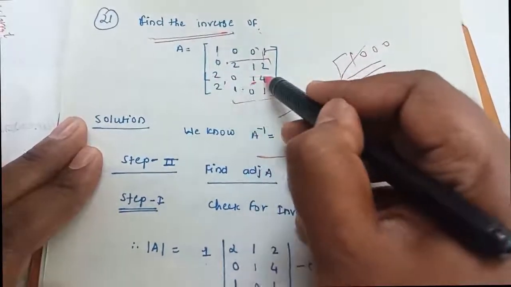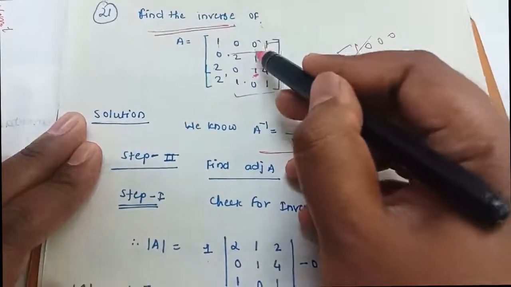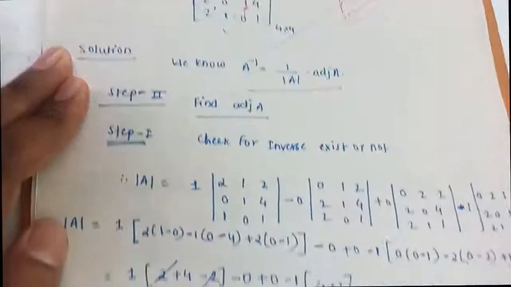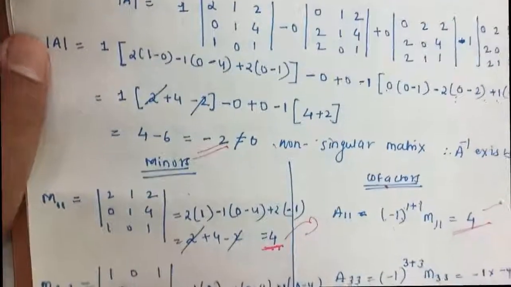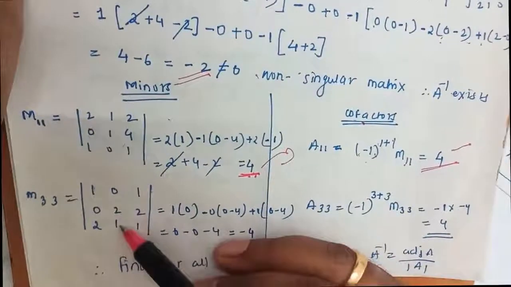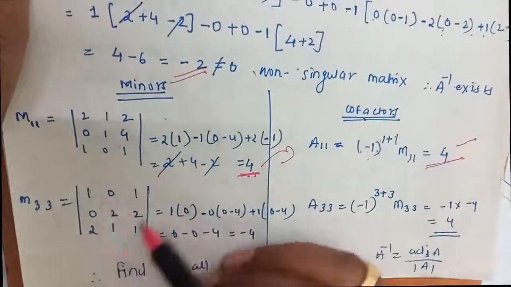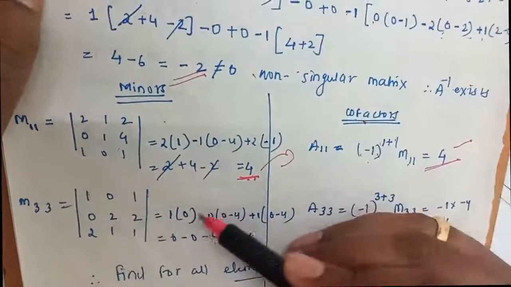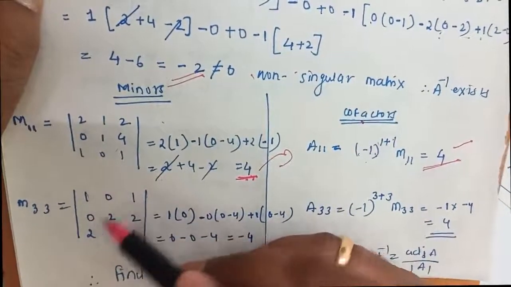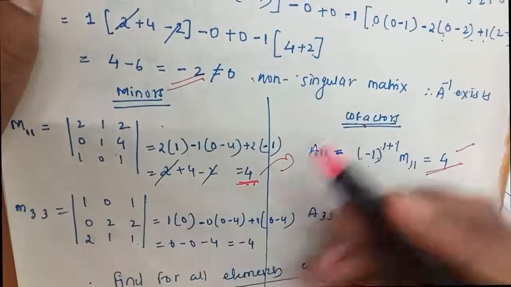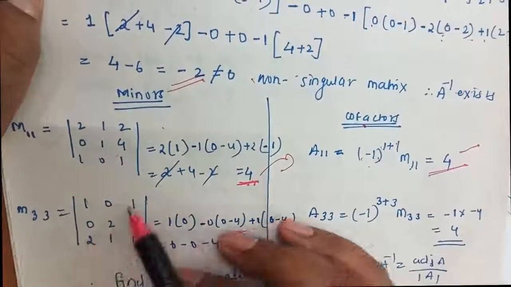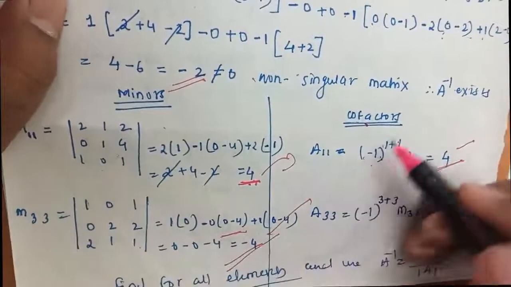So we have to leave this row and we have to leave this column. So the 3 by 3 matrix I will get is 1 0 1, 0 2 2, 2 1 1. Then expand this determinant: 1 into 0 minus 0 into, leave this column, leave this row, 0 into 1 is 0 minus 4. The next, if I do this, leave this column, leave this row, 0 into 1, 0 minus 4, and ultimately you will get minus 4.